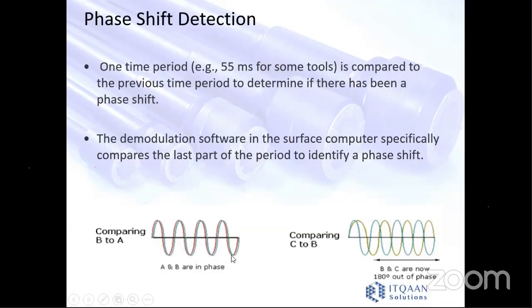It's very clear in the graph on the bottom. Comparing A and B, A and B are in phase, as we can see in the picture here. And then when we compare C to B, it's very clear that it's 180 degrees out of phase.